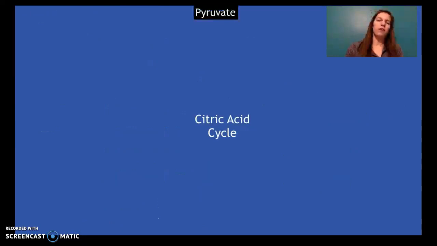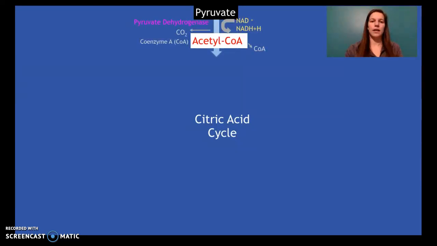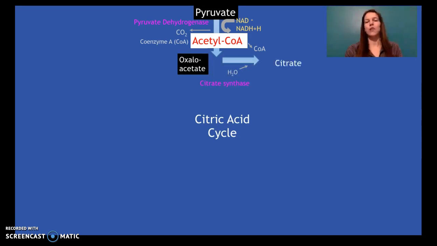Now the pyruvate is outside of the citric acid cycle because really acetyl-CoA starts that cycle. So pyruvate dehydrogenase is going to come in as an enzyme, and then coenzyme A will come in and we'll get acetyl-CoA. Also, we have an NAD plus reduced to NADH plus H, and then that acetyl-CoA will join with oxaloacetate and citrate synthase, and the water comes in to give us citrate. Now our cycle is started.